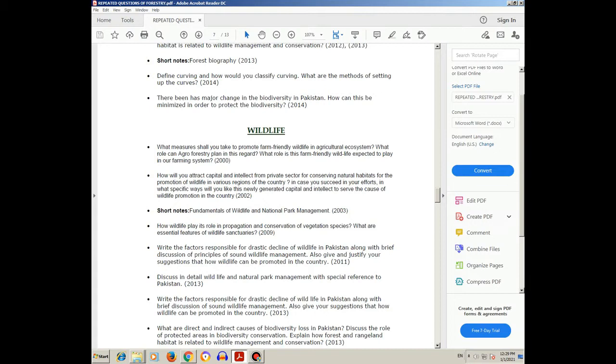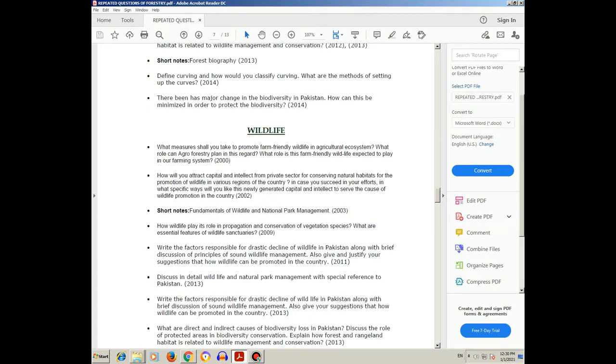2002 Short Notes, Fundamentals of Wildlife and National Park Management. 2003 How does wildlife play its role in propagation and conservation of vegetation species? What are essential features of wildlife sanctuaries?